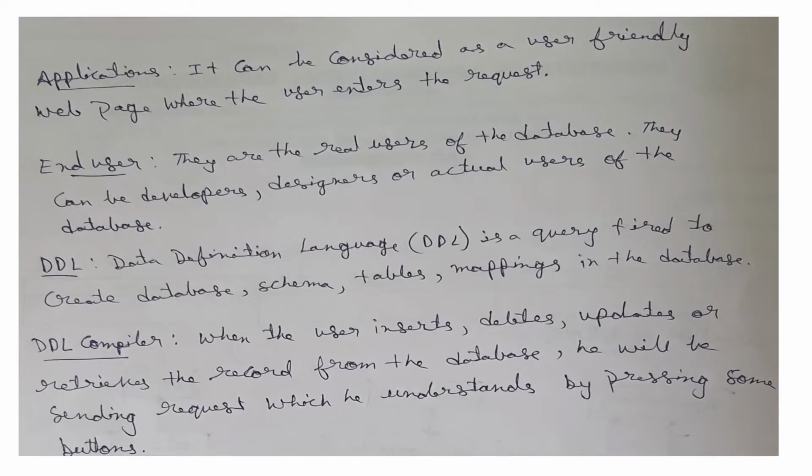Coming to DDL compiler. What is a DDL compiler? When the user inserts, deletes, updates or retrieves a record from the database, he will be sending a request which he understands by pressing some buttons. That is called a DDL compiler. That means when the user sends data, whether it is inserted, deleted or updated, or retrieves the record from the database, it's called a DDL compiler. So we have discussed applications, end users, DDL and DDL compiler in this first page.